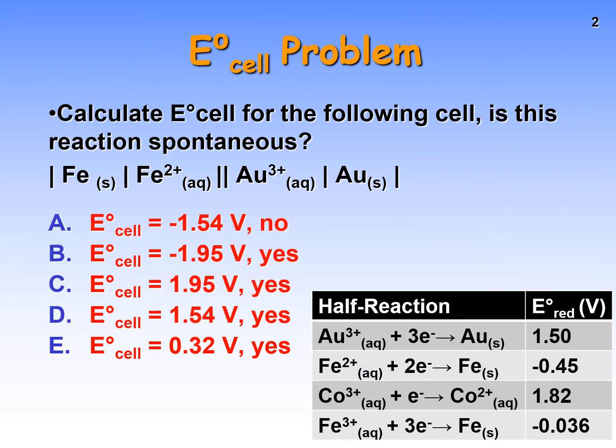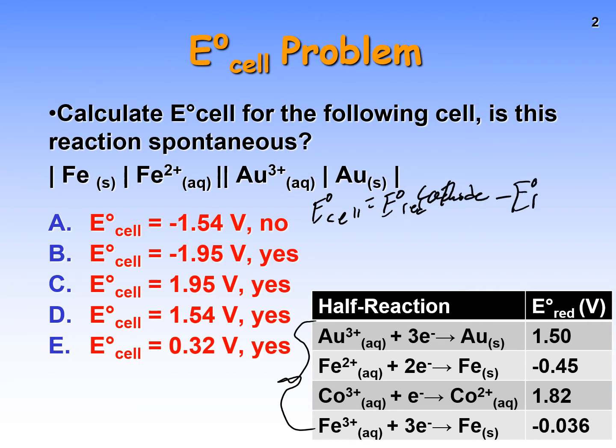You could be asked, calculate E naught cell for the following cell and then say, is this reaction spontaneous? There's a couple things that we can tell right off the bat from this multiple choice question. We have a bunch of reduction potentials given here, and we know our equation E naught cell is equal to the reduction potential of the cathode minus the reduction potential of the anode. That's great, we can calculate them, but I always like to go over some ways to eliminate some answers from our multiple choice questions.